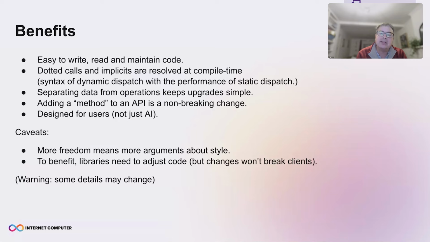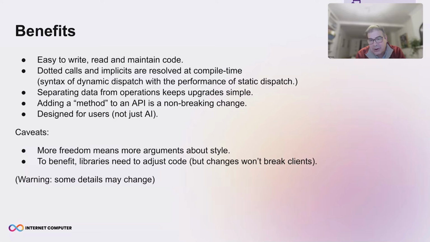Separating the data from operations is kind of key to keeping Motoko's upgrade simple. So we've kept that style of code, even though we've given you something that appears to be like dot notation. For example, one major advantage of this is that adding a method to an API, which is a fairly frequent operation, is going to be a non-breaking change. And we've designed these features not for AI, but for our users. But we hope it's good for AI too.